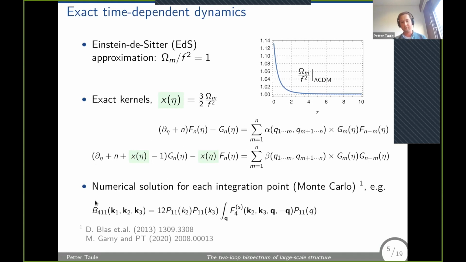So when, for example, computing the B411 diagram that would contribute to the one loop bispectrum, which looks like this, we have a loop integration here, and we integrate this using Monte Carlo integration, and for each point in the Monte Carlo, we compute this ODE for the kernels numerically. This is also quite complicated because, for example, for F3, of course, this is a hierarchy, so for F4 you have to compute F3, F2, etc. So it's quite complicated and a bit time consuming, but then of course we can take into account the exact time dependence.